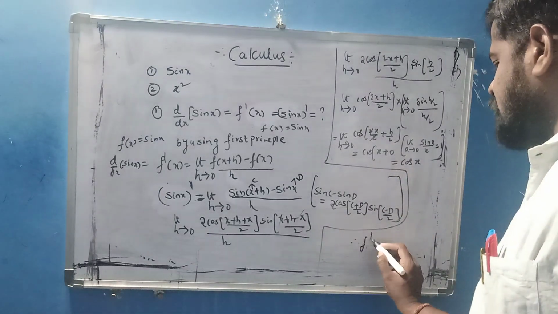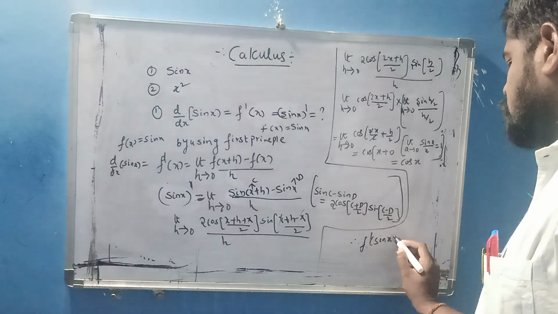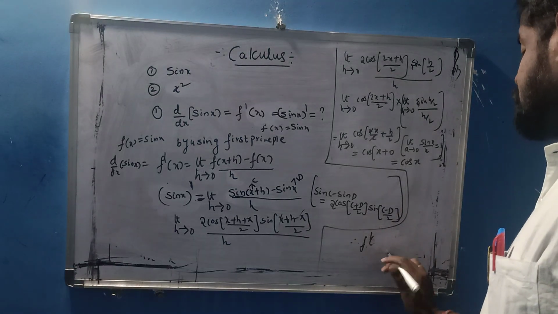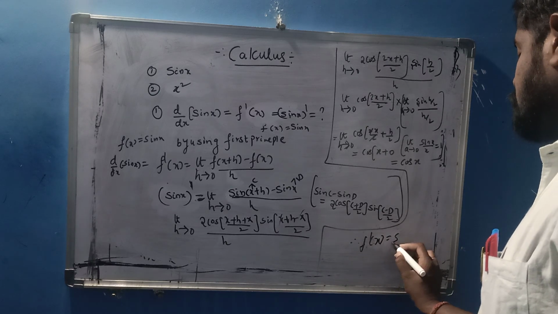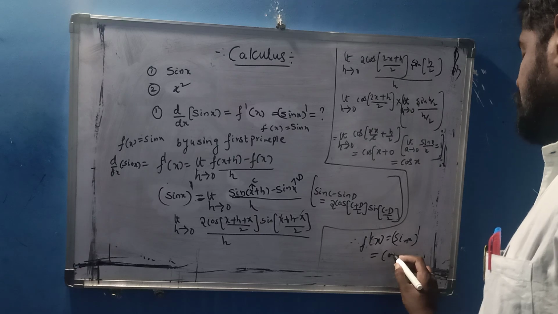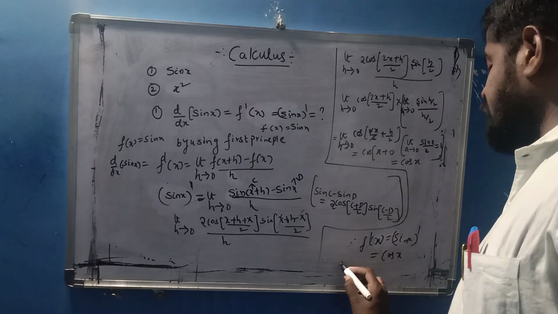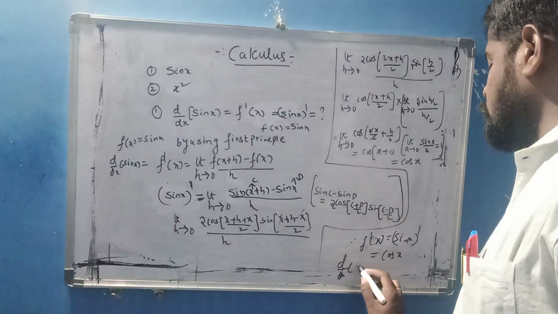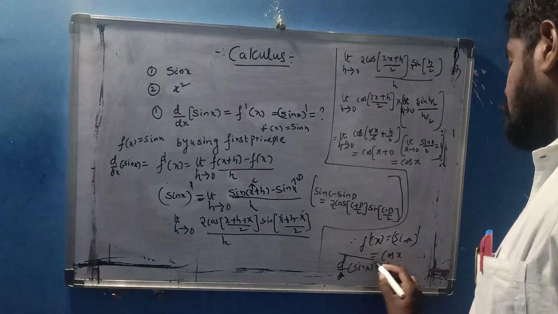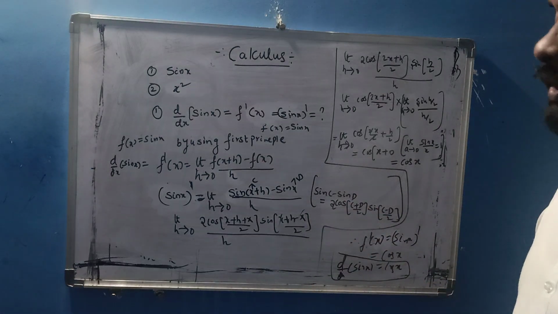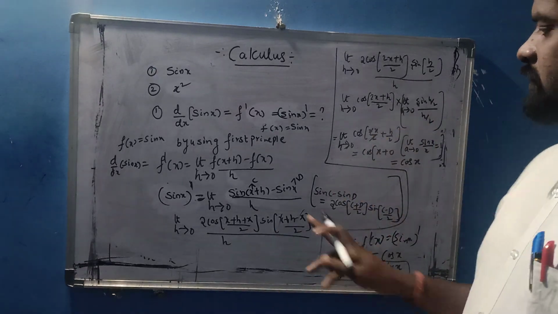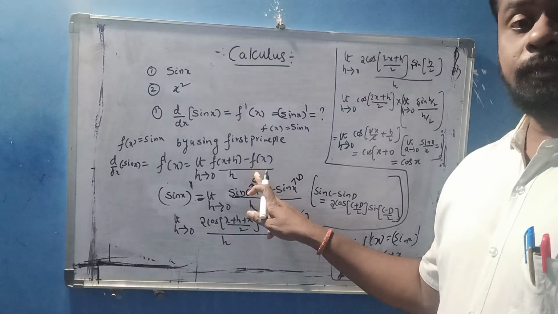Therefore, f dash of x is equal to sin x whole dash, equal to cos x. That is, d/dx of sin x is equal to cos x. What is the derivative of the sine function? That answer is cos x only. This is the process. Understand? First I am taking the first principle.